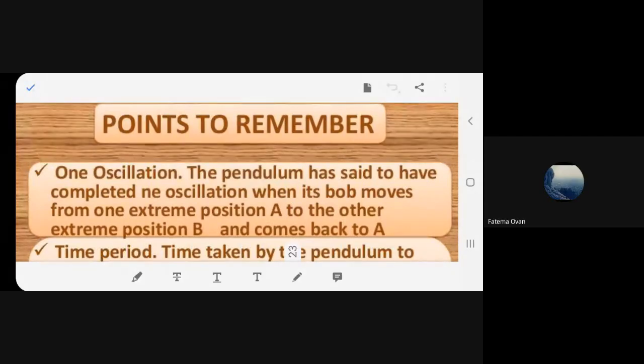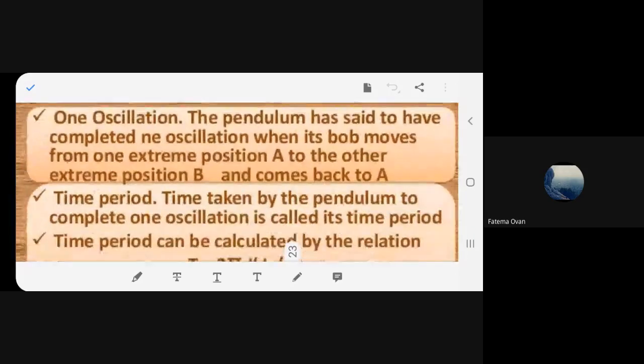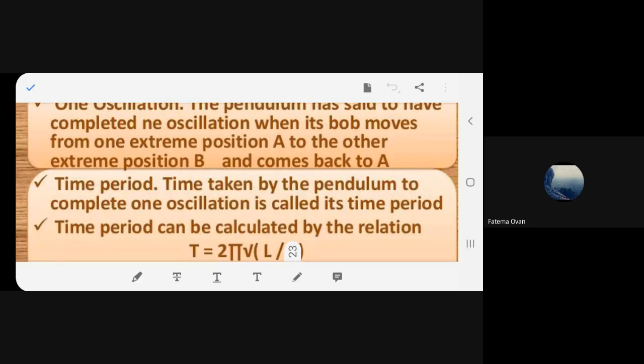Remember, one oscillation: the pendulum is said to have completed one oscillation when its bob moves from one extreme position A to the other extreme position B, and comes back to A. So we know this oscillation. All of you agree? Yes, ma'am. That is one oscillation: from extreme A it goes to B and then again from B it goes to A. So that complete swing to and fro is called an oscillation.